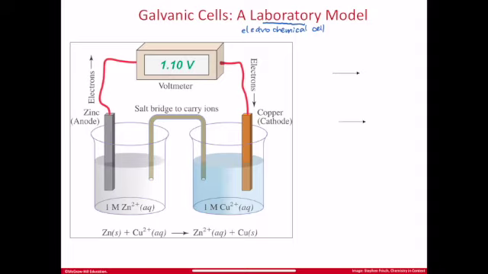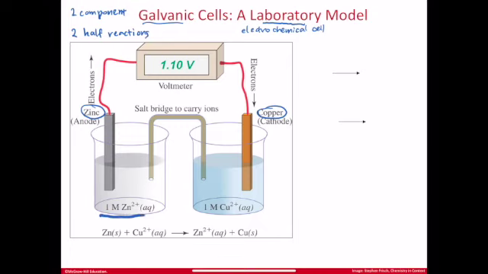And so this is the galvanic cell. It's a two-component galvanic cell. And the two components are zinc and copper. Okay, so these are separated half reactions. These are two half reactions, and they're separated. They are in two different beakers.